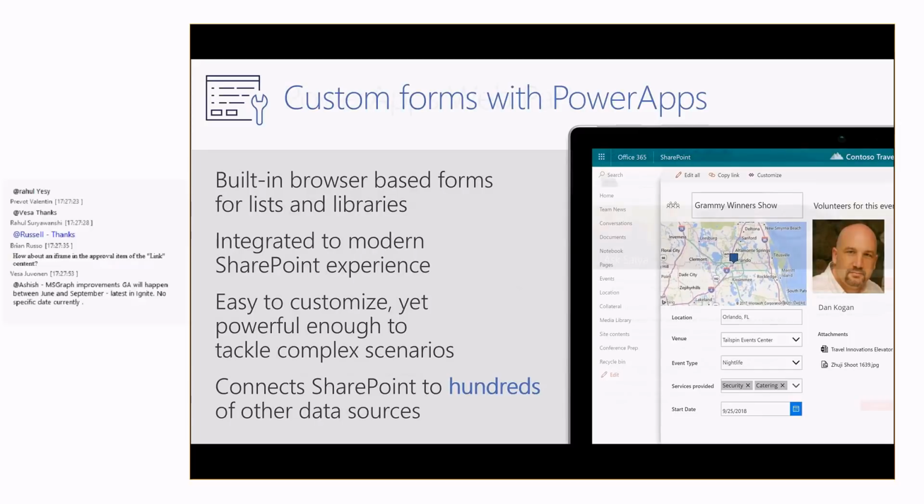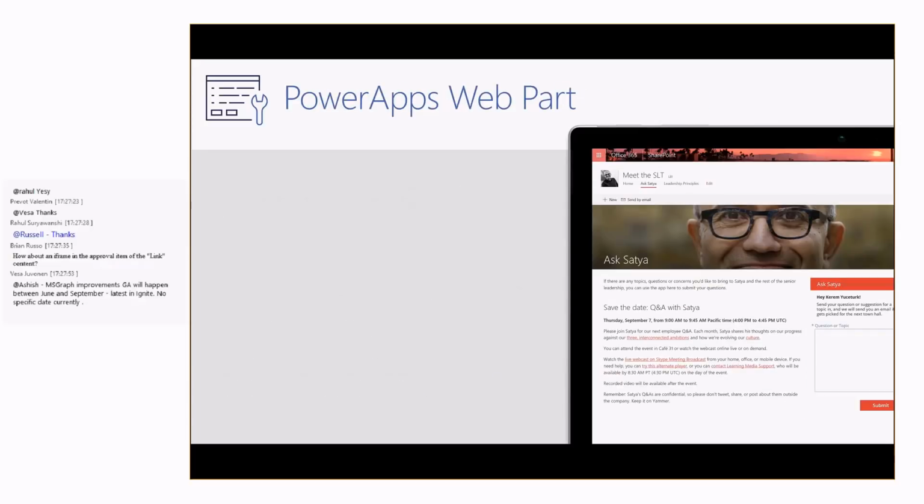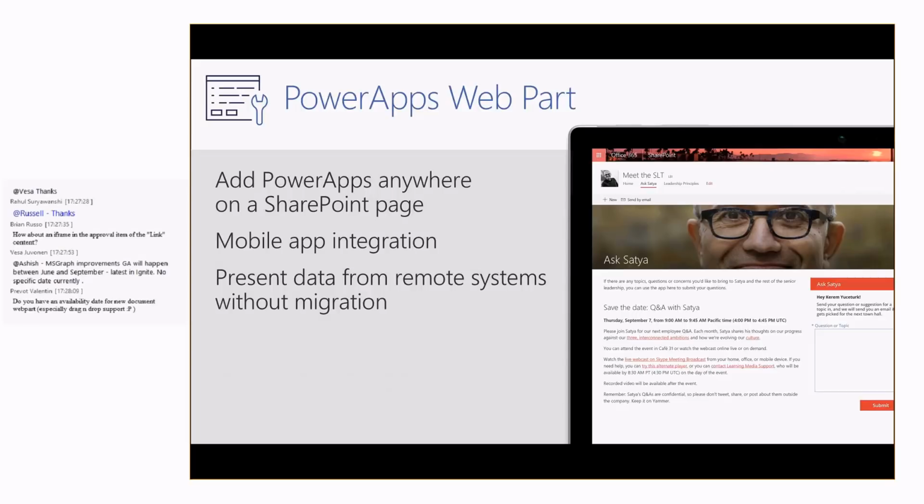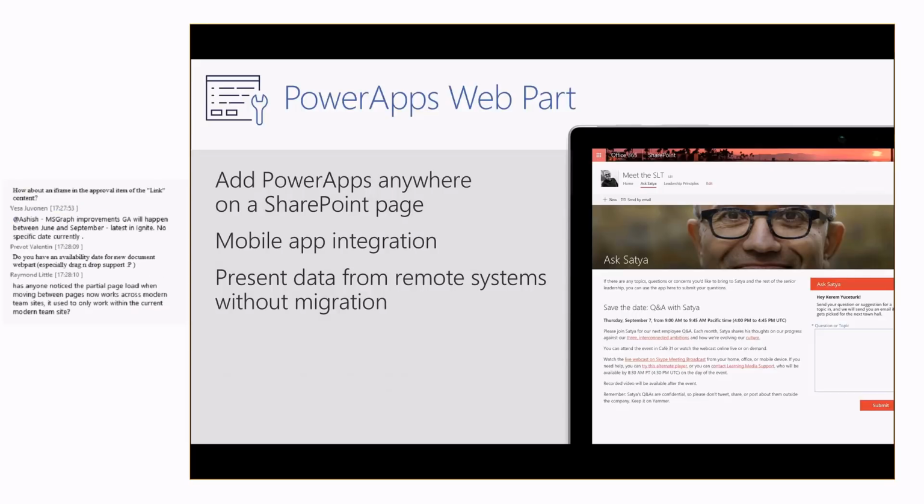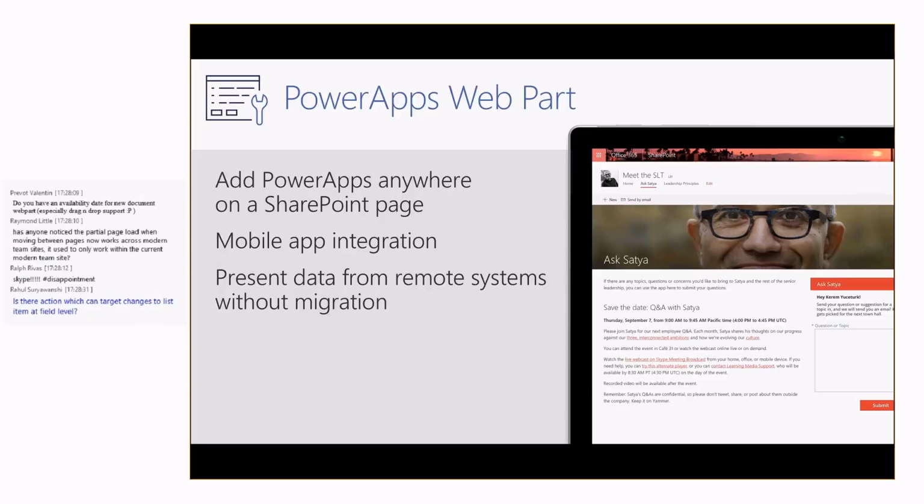We also released the PowerApps web part in targeted release. So if you do have an app built in PowerApps, you can now embed that directly in a SharePoint page using the PowerApps web part. It works in mobile, in your SharePoint mobile as well. And now you get the opportunity to bring related data together and have it in your SharePoint site, regardless of whether that data is coming from SharePoint or from other different data sources in your organization.